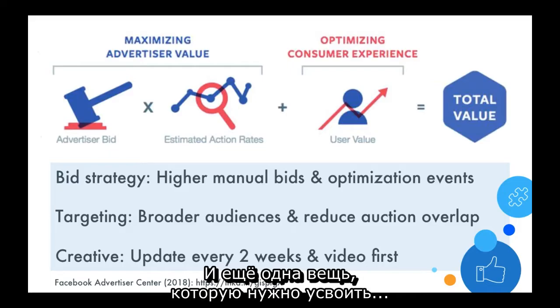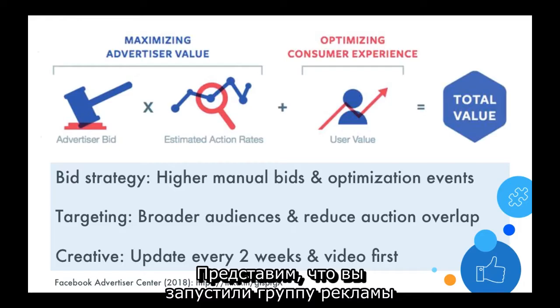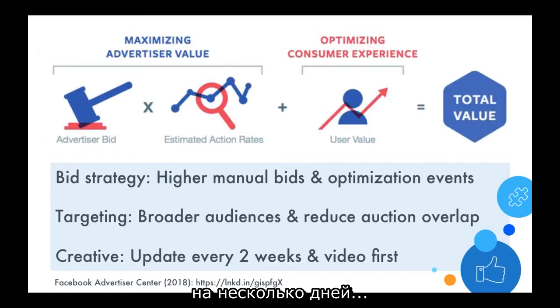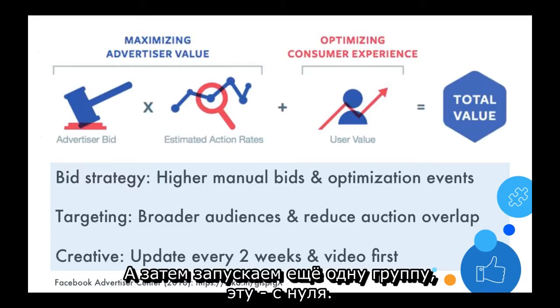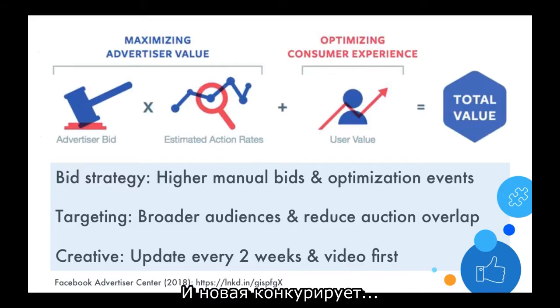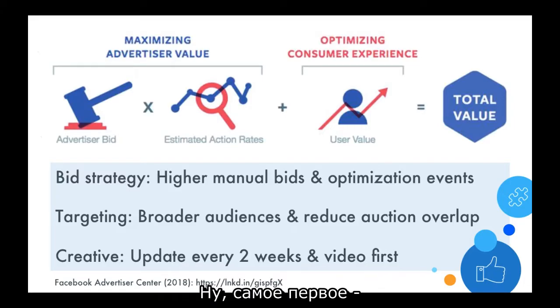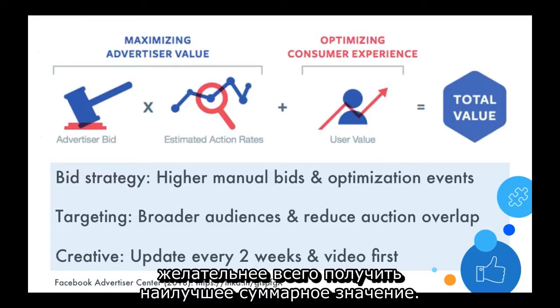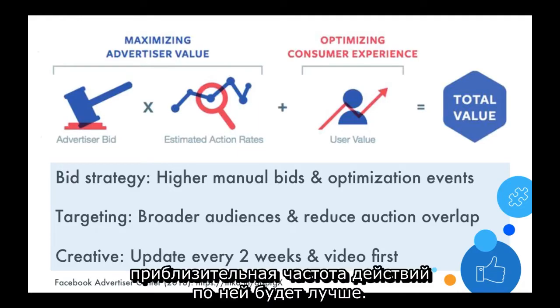Another thing that you have to have in mind here is, imagine that you run an ad set for a couple of days and it has already received very good performance, and then you launch another ad set that starts from scratch, and then you let those two ad sets compete against each other. Well, the very first one is more likely to have higher total value and therefore get better results, because it already has historical data, and therefore the estimated action rates are going to be better.